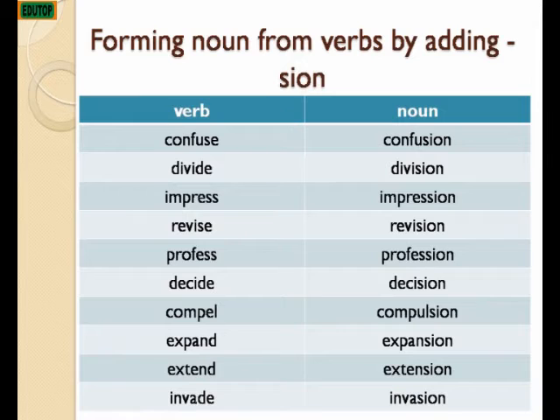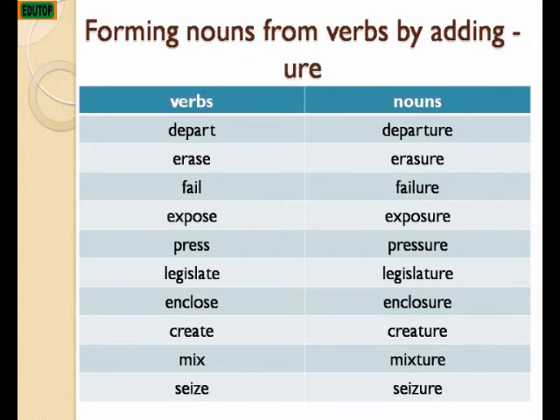We can also form nouns from verbs by adding sion. Examples: confuse, confusion; divide, division; impress, impression; revise, revision; profess, profession; decide, decision; compel, compulsion; expand, expansion; extend, extension; invade, invasion. Forming nouns from verbs by adding ure.